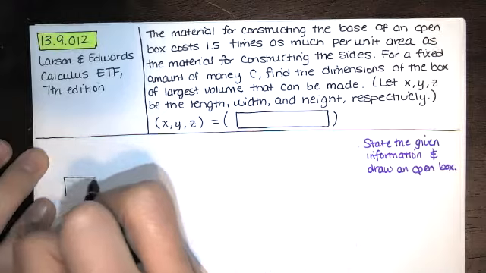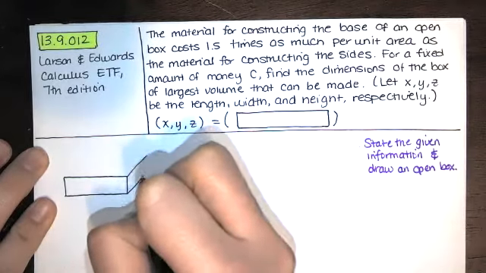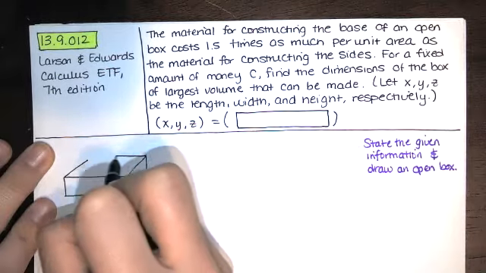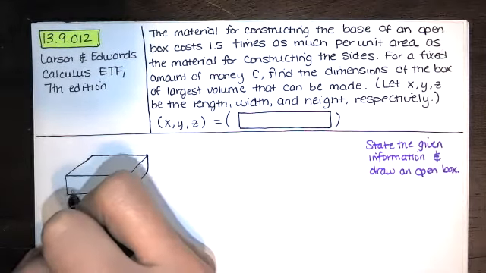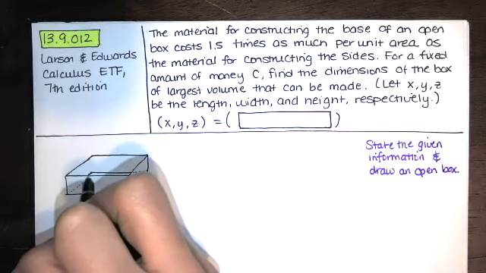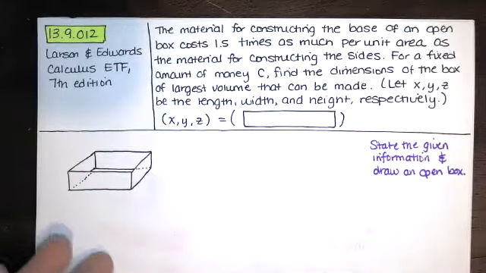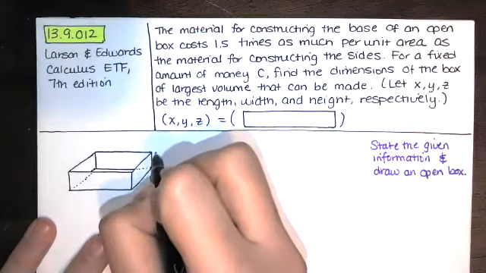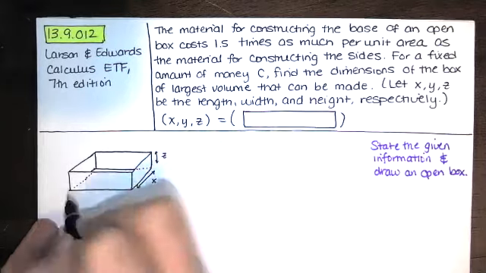Let's say my open box looks like this. Trying to draw it with some perspective. So that's my box. And maybe it looks like that because it's open. Now we were told to let X, Y, and Z represent the length, width, and height of this box respectively. So I will call that Z, and I will call this dimension X, and I'll call this dimension Y.